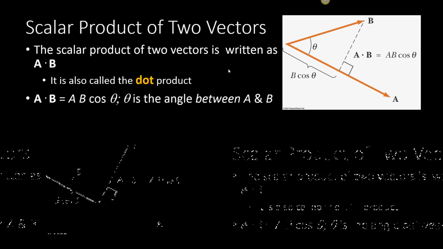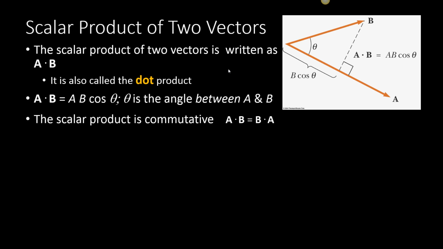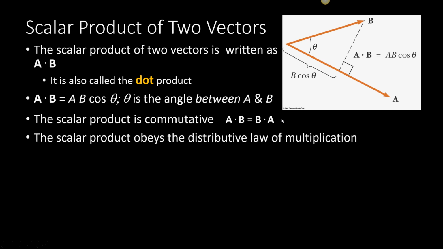It doesn't matter which order we do the operation, because A dot B is the same thing as B dot A. And you could see that's true just by writing out what B dot A is. It'll be BA cosine of theta, but those are regular numbers, and in regular algebra with numbers, they commute when we're doing a product. Okay, and it also obeys the distributive law of multiplication. That is, if we had A dotted into the sum of vector B plus vector C, we could write it out as A dot B plus A dot C. Okay?